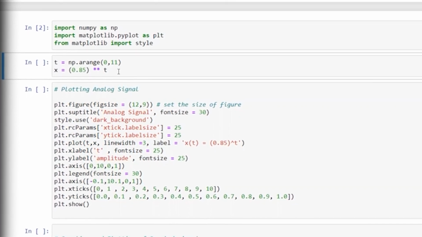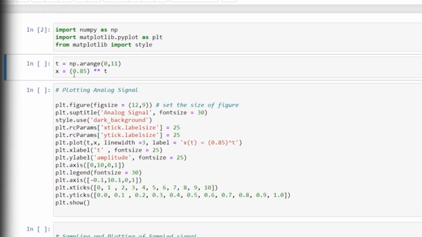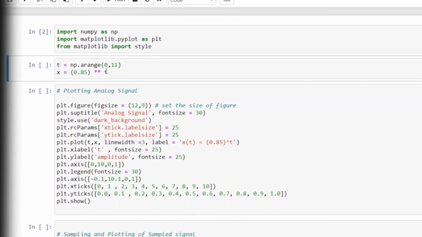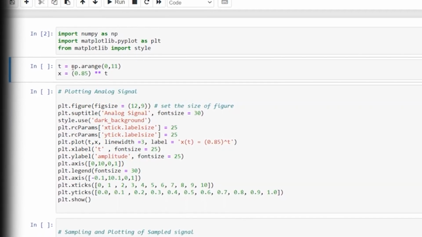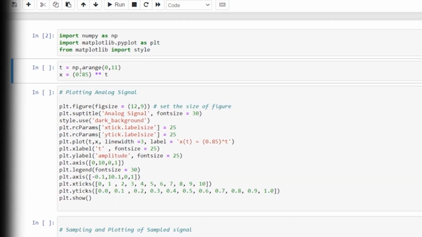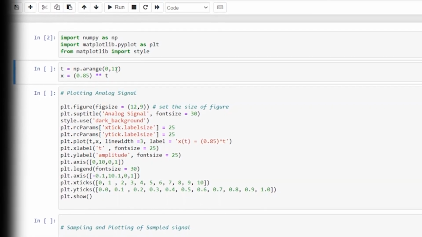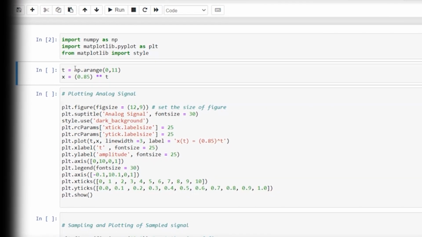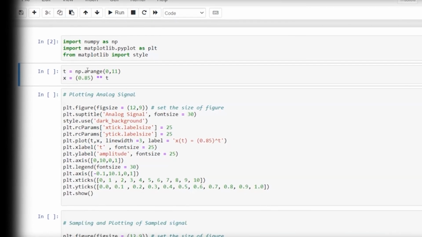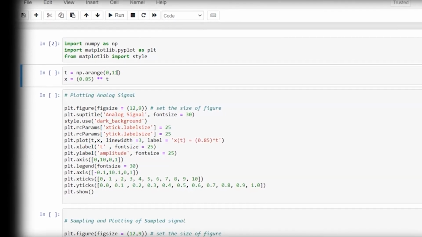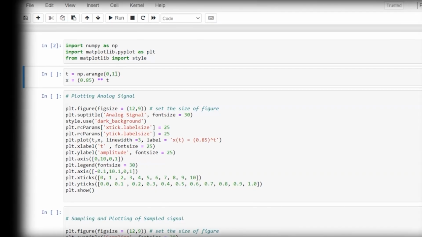Here we are plotting the signal, and all these steps have already been covered in our previous lectures on plotting and visualization. We have already learned how to set figure sizes, how to set supertitles, how to use styles, what parameters are needed, and how to plot signals against time. So let's take a look.